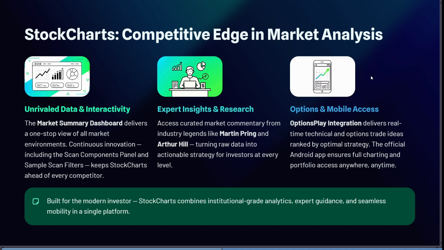You can also access curated market commentary from industry legends like Martin Pring and Arthur Hill, turning your raw data into actionable strategy for investors at literally any level. It also offers options and mobile access, so Option Play integrations deliver real-time technical and optional trade ideas ranked by optimal strategy. The official Android app ensures full charting and portfolio access pretty much any time, anywhere.